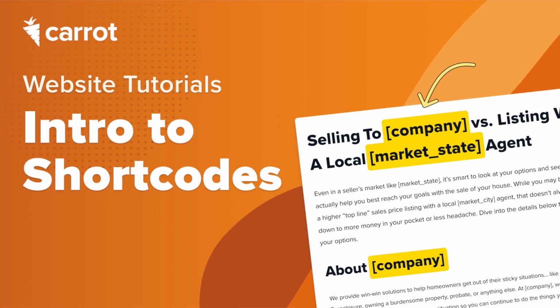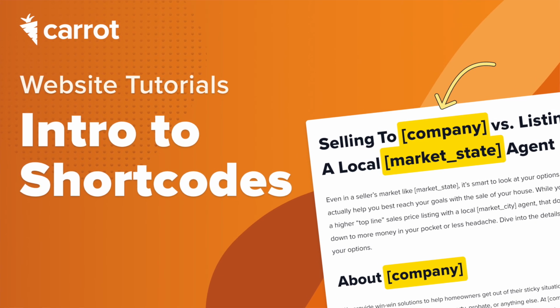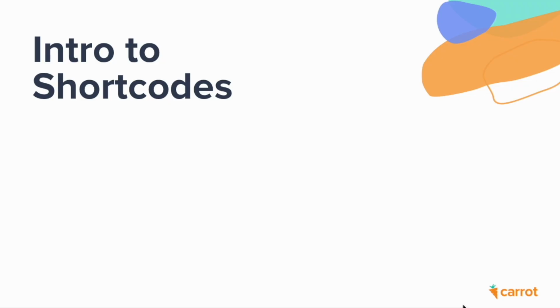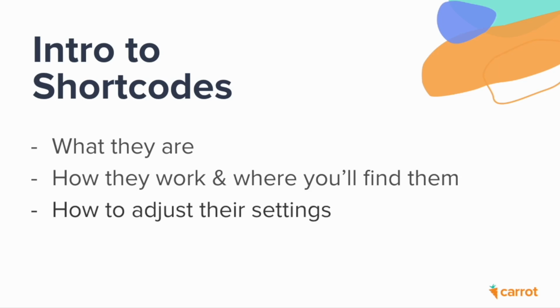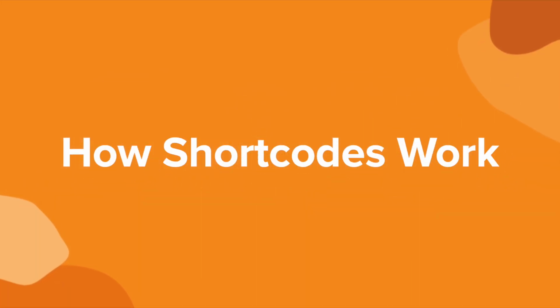In this video, we'll explain shortcodes and how they work to power your Carrot website. We'll cover what they are, how they automatically populate information about your business onto your homepage and auto location pages, and how to adjust their settings. Let's get started. Your Carrot website uses shortcodes to make localizing and personalizing your site quick and easy.